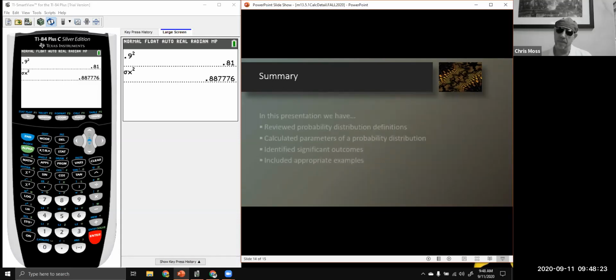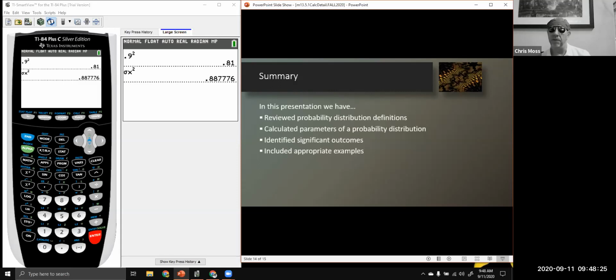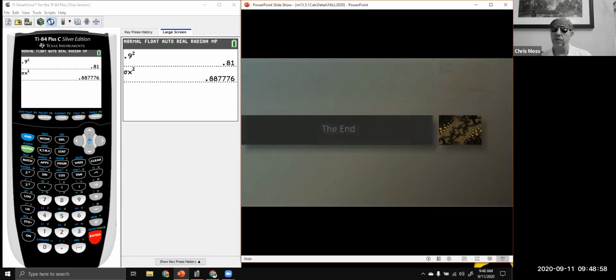So, we've taken a look at some basic definitions and reviewed those. You calculated the parameters. I've showed you how to do that on your calculator using your lists. We've identified significant outcomes 2 distinctly different ways: mu plus or minus 2 standard deviations, which gives you some values to look at, or the probability of a set of outcomes being less than 0.05. And we've seen appropriate examples as we played our way through this little garden of discrete probability distributions. That brings me to the end of the presentation.